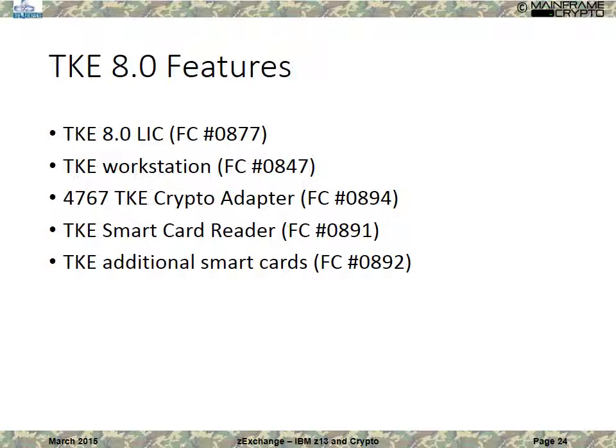So your new workstation, a new Crypto Express card. But you can upgrade your existing TKE 7 system to TKE 8.0. To do that, you would have to install that TKE 8.0 LIC. You don't have to buy the hardware, the workstation, but you've got to buy the LIC. And there is a new crypto adapter, this 4767 TKE crypto adapter feature. You would have to install that new adapter in your TKE 7 hardware. And once again, that new adapter is based on the 4767 chip. That's what you would need to manage a Crypto Express card on the Z13, the Crypto Express 5S on the Z13.